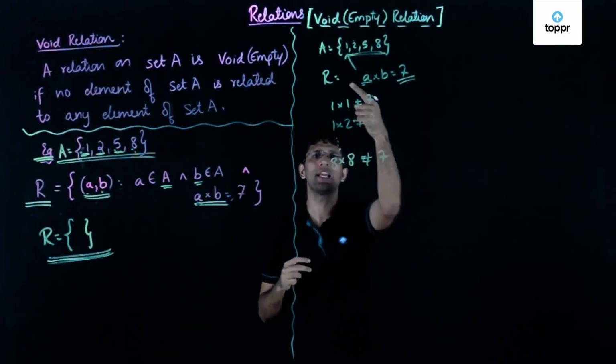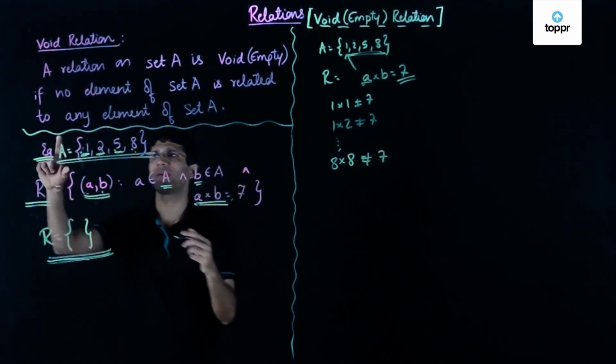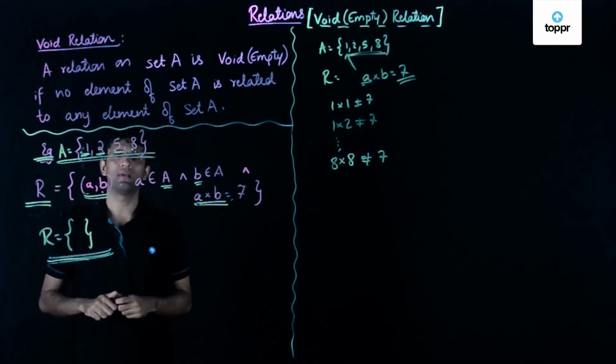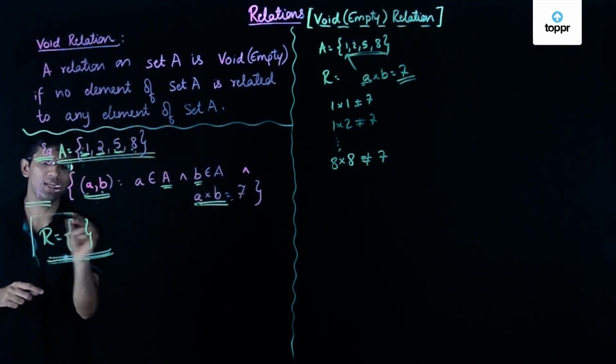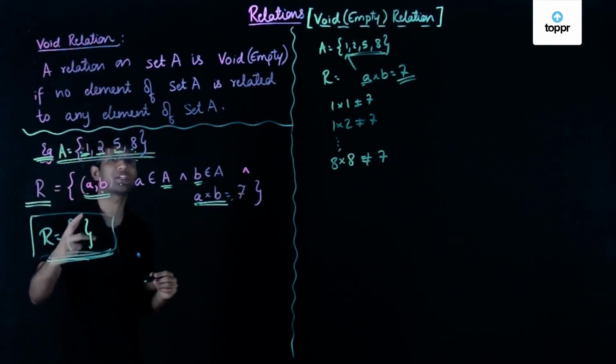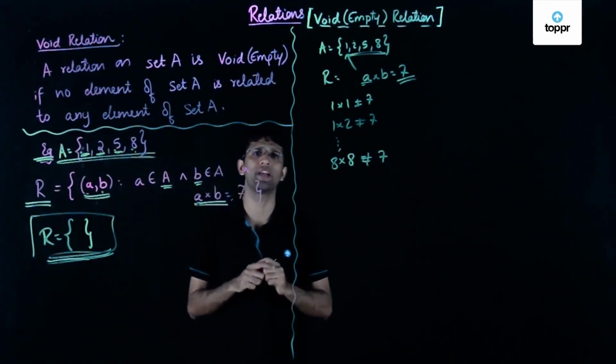And so we say that this relation is not satisfied by any ordered pair of the set A cross A. And so because no ordered pair is contained in this relation R, we say that this relation R is an empty relation or a void relation.